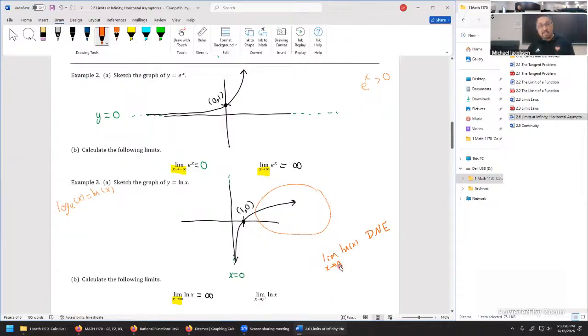The reason this limit doesn't exist is in order to get a number for this, you have to approach from the right side of zero, and you have to approach from the left side of zero. That's a double-sided limit, but there's no domain on the left-hand side. So this is just a nonsensical statement altogether. But you know what? That limit also doesn't exist, but it fails to exist in one particular way, which we can identify.